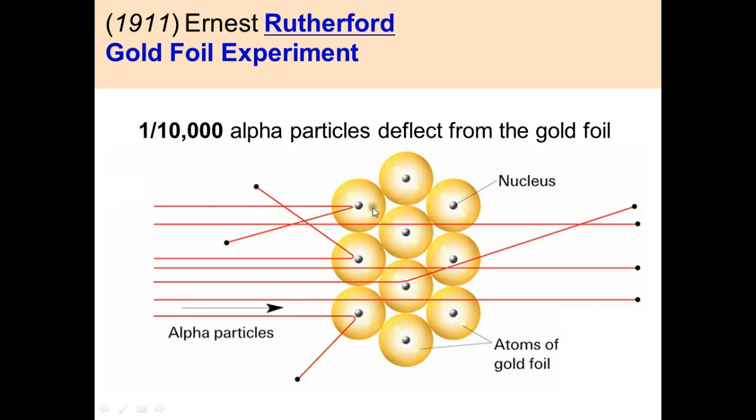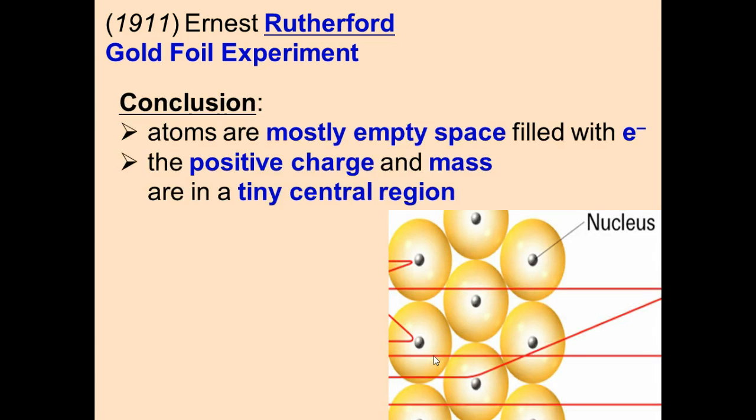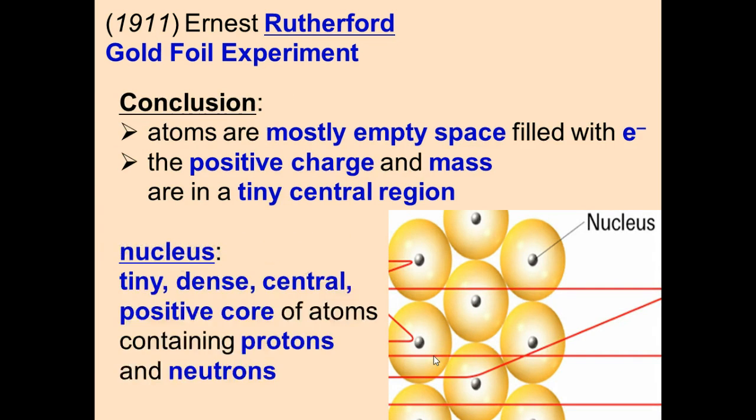And he pretty much hypothesized that there was something in the atom that was deflecting it. But some of the particles went through, so there's still some space, but there's something in the middle of the atoms, and that's pretty much what he discovered, and it became called the nucleus. And a nucleus is a tiny, dense, central positive core of atoms containing protons and neutrons.